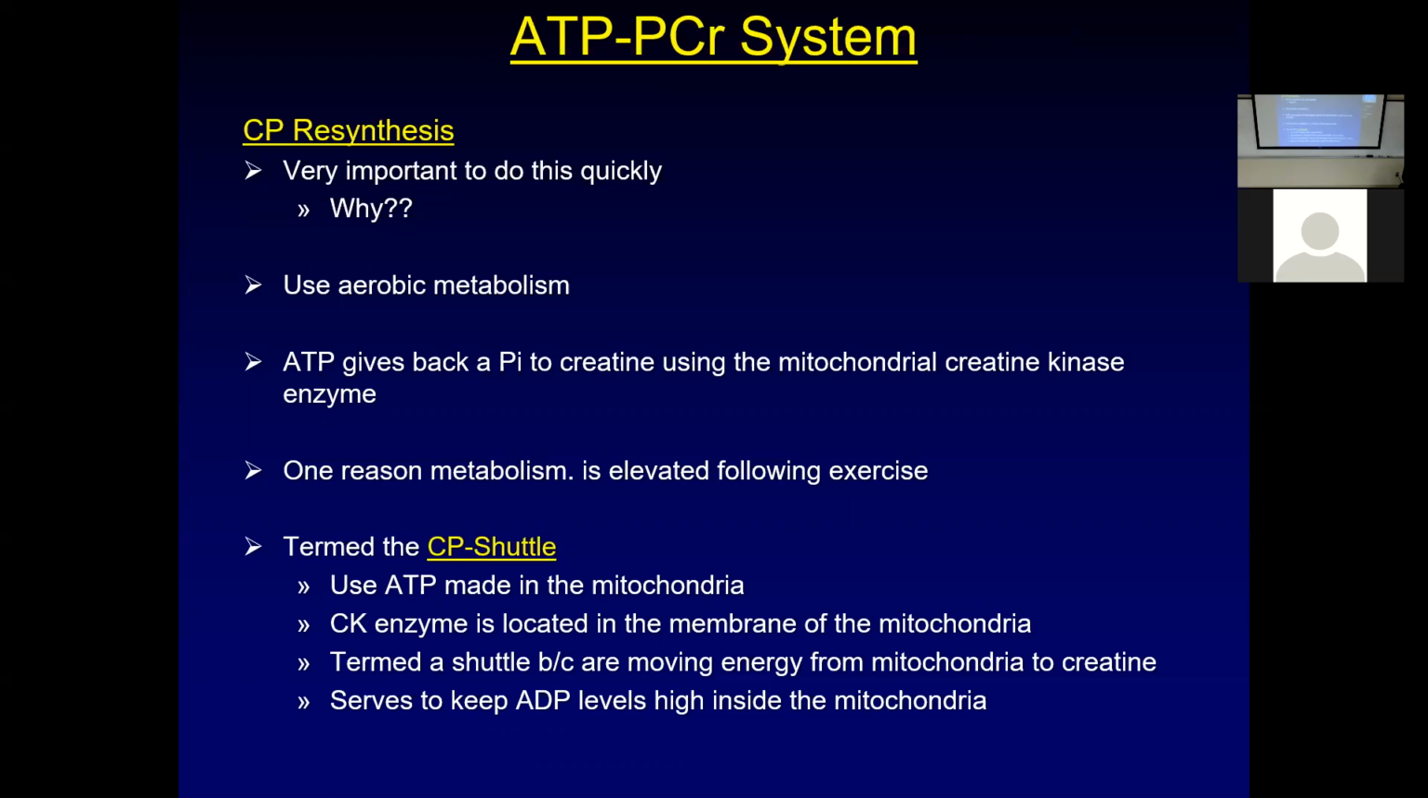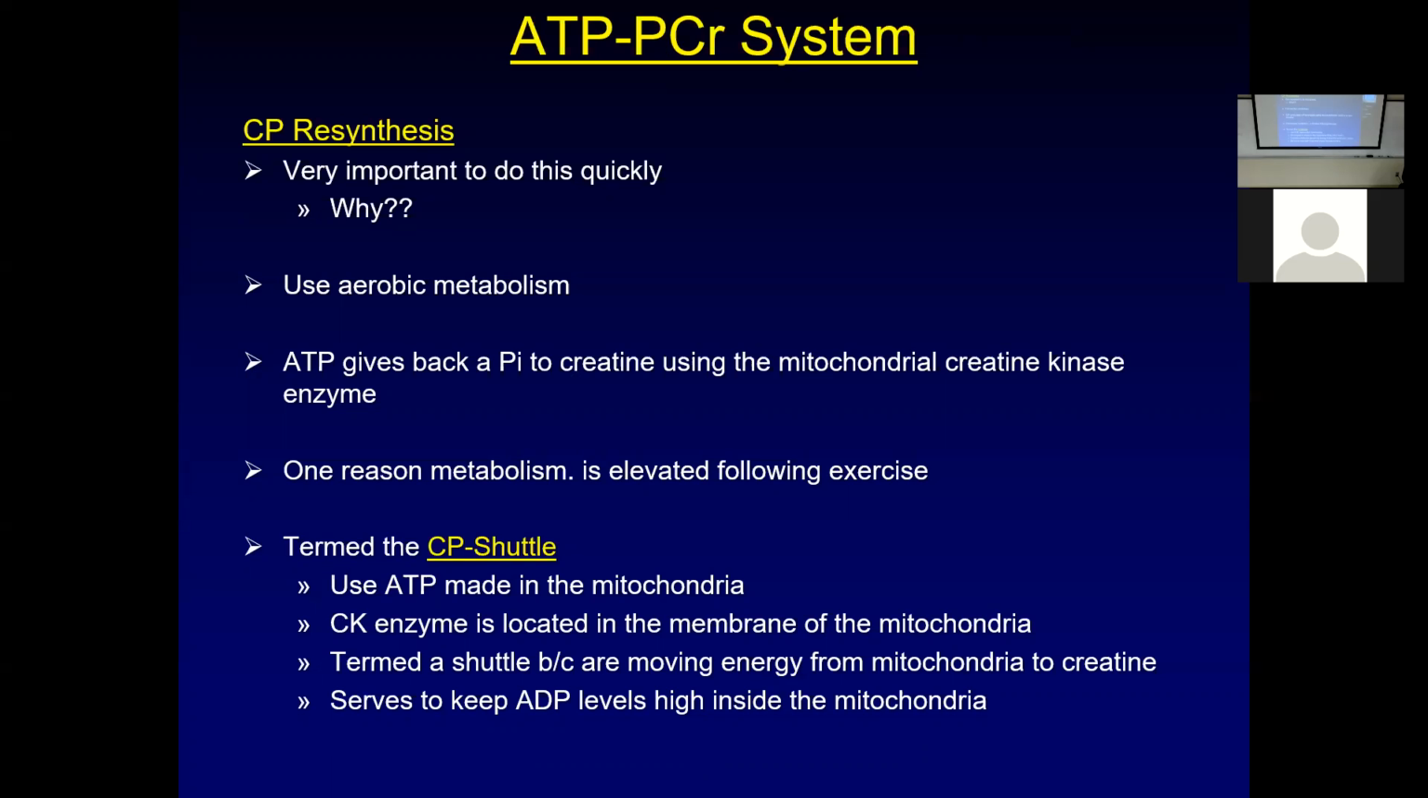And so the mitochondria is making a bunch of ATP aerobically. A free molecule of creatine is going to come and interact with this creatine kinase enzyme, and that's going to make back our PCr. Okay, that's the idea of the creatine phosphate shuttle.